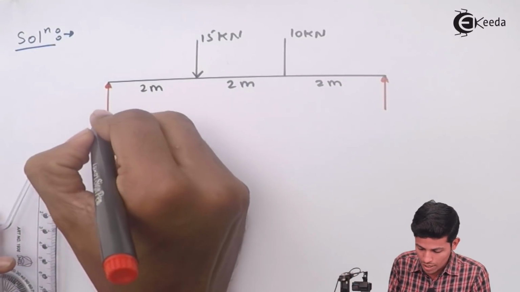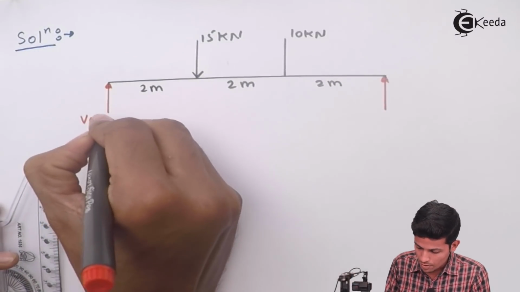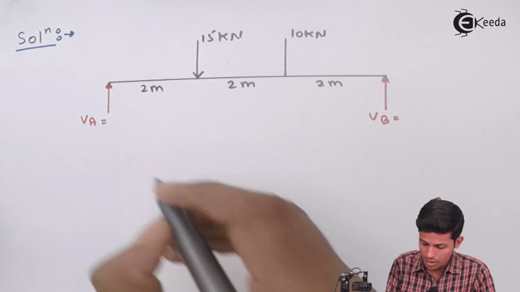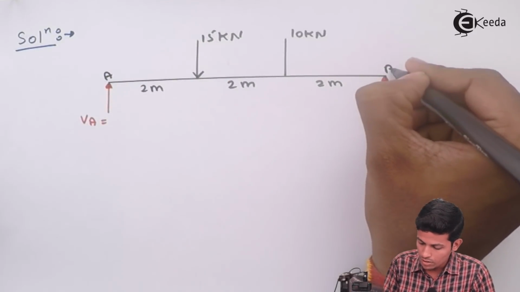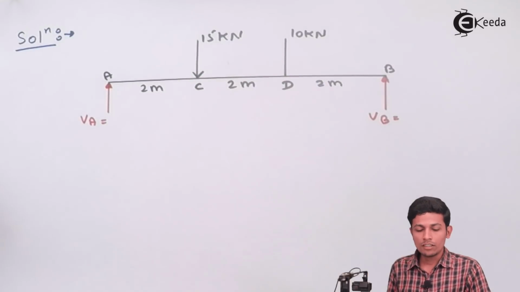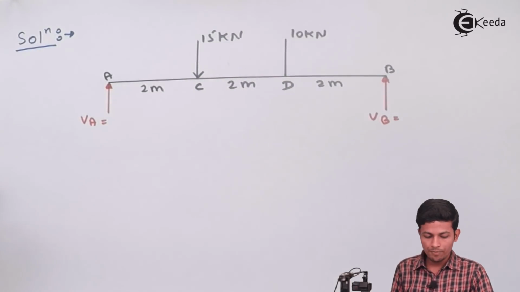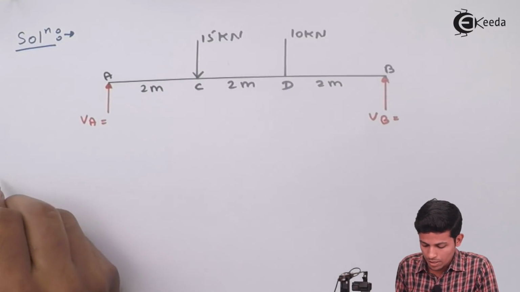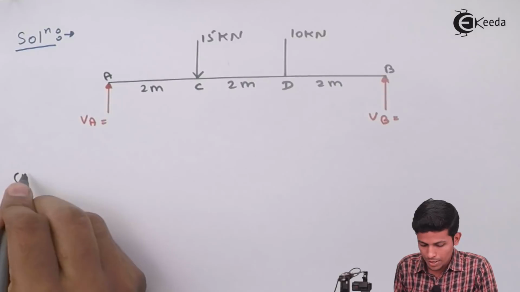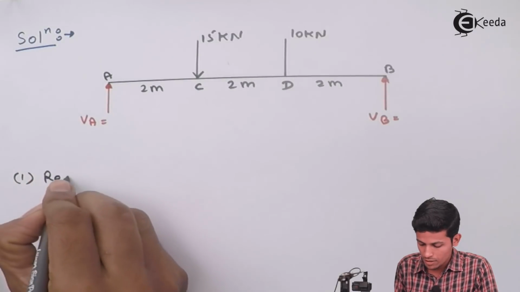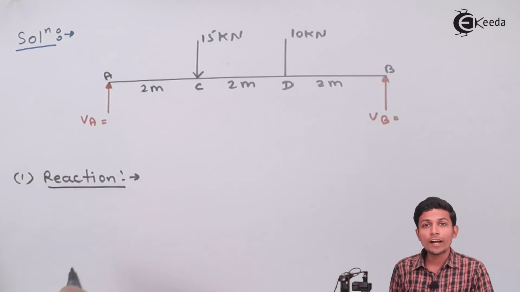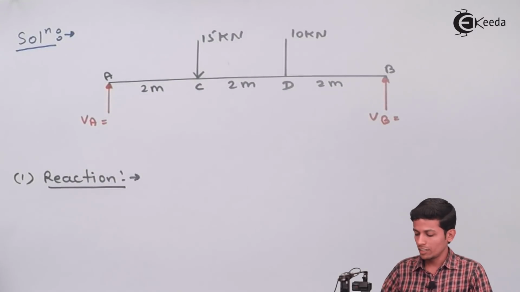This is your VA, this is your VB. This one is A, this is B, this is C, and this one is D. Now what to do first? Our first step will be reactions. First we have to find the reactions. Now how will you find the reactions?